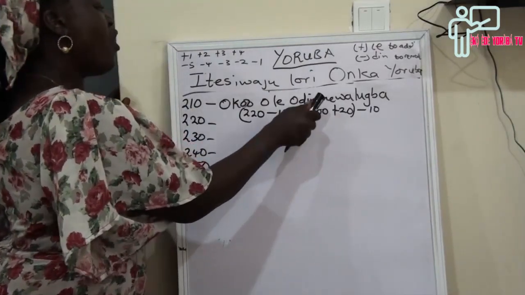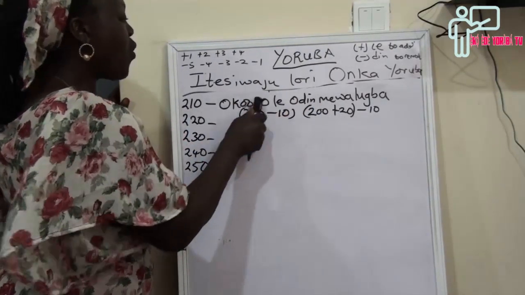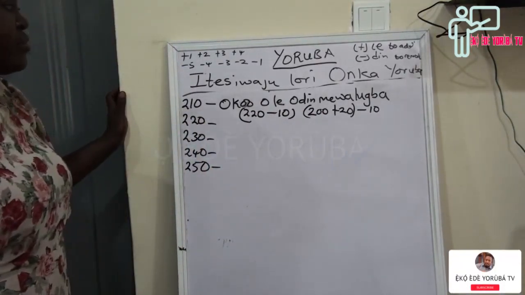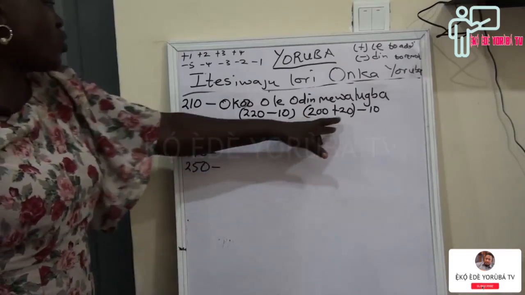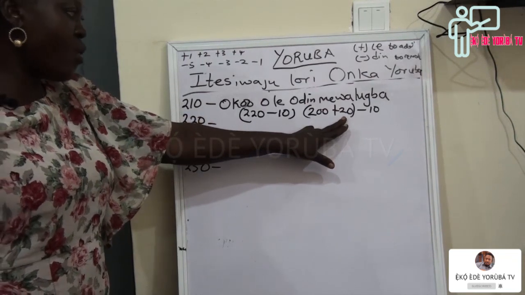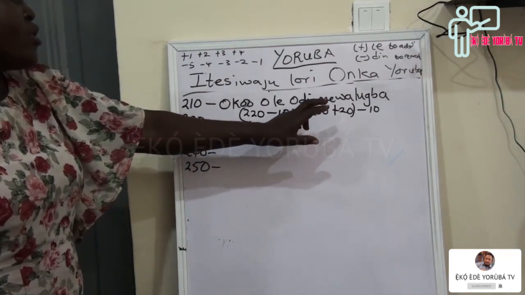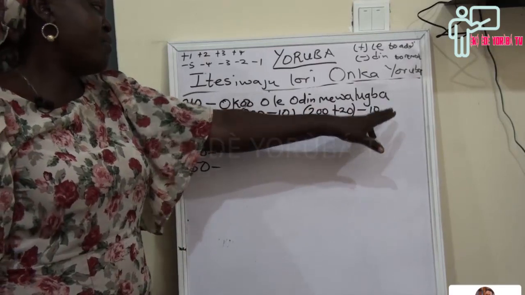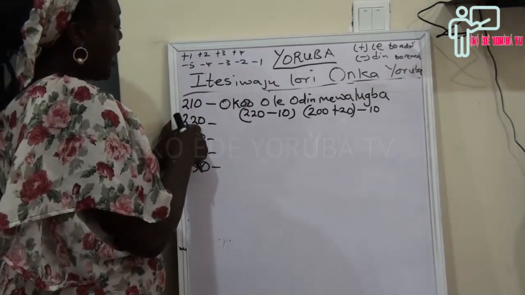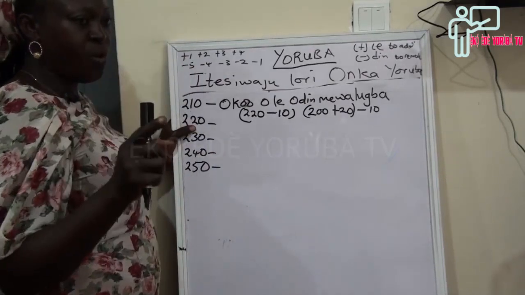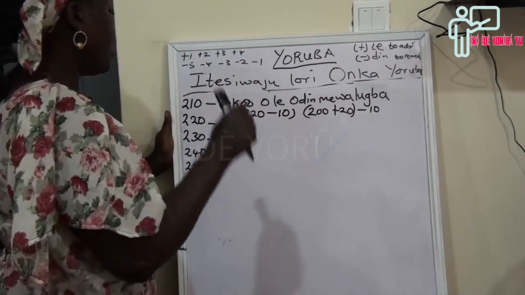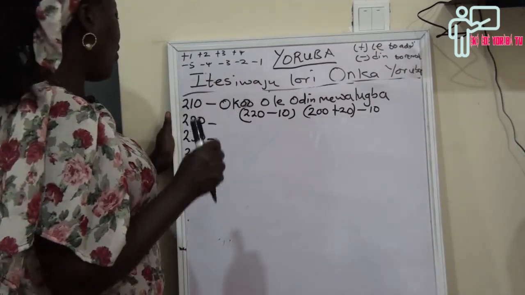Oko, ole, oko, ole, odi, mewa, luba. Kí ló fi lé? Oko, this is the 20. We call it oko. That is ole, luba, odi, mewa. And likewise this one, I've said that the 20 is oko, 220. Oko, ole, luba.